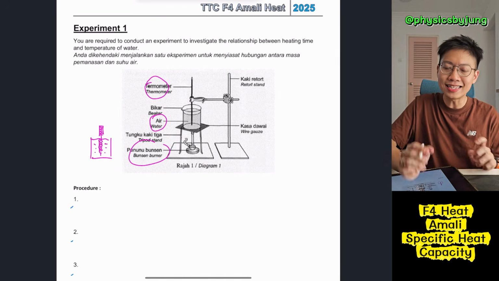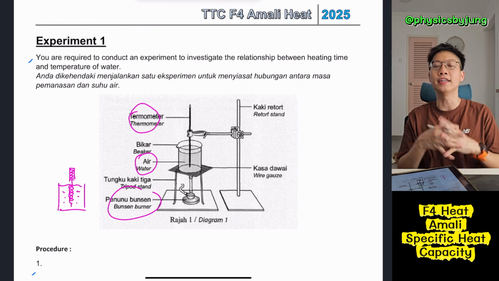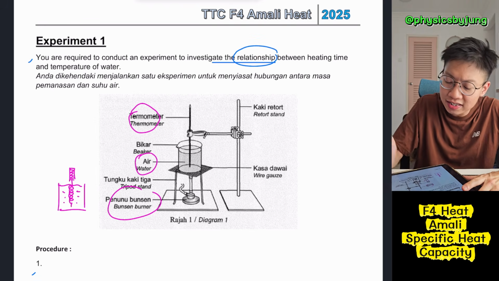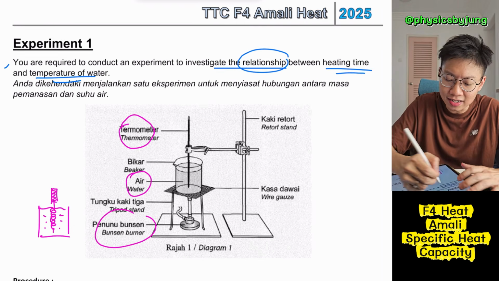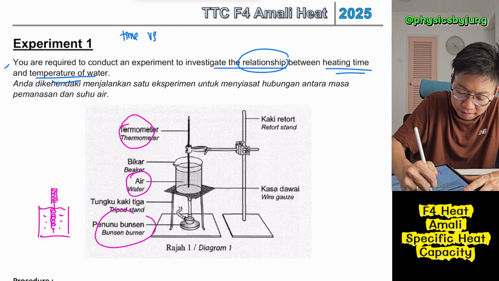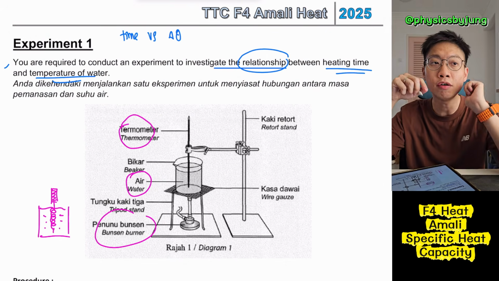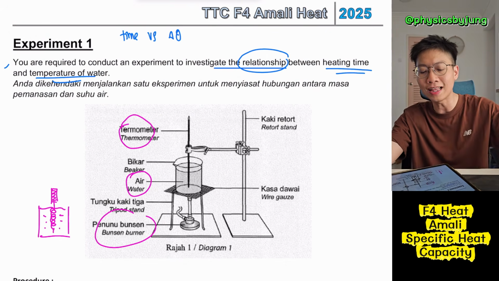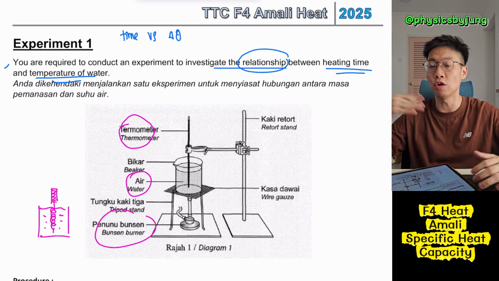So now, let's start by looking at the title first. In every experiment, guys, remember, you need to always read the relationship, investigate the relationship between who and who. In this case, it is time versus the change in temperature. The triangle actually means change in theta, temperature, change in temperature. So time changes, maybe a few minutes, then your temperature will either increase or decrease.